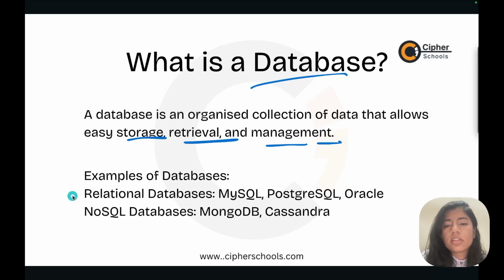So these are the examples I've written. There are two types of databases. The first one is relational database, and the other one is NoSQL database. I have mentioned a few examples of each, but you need not worry about this. We'll be discussing all of them in detail in future. But to have a brief idea, these are the two types and these are their examples.